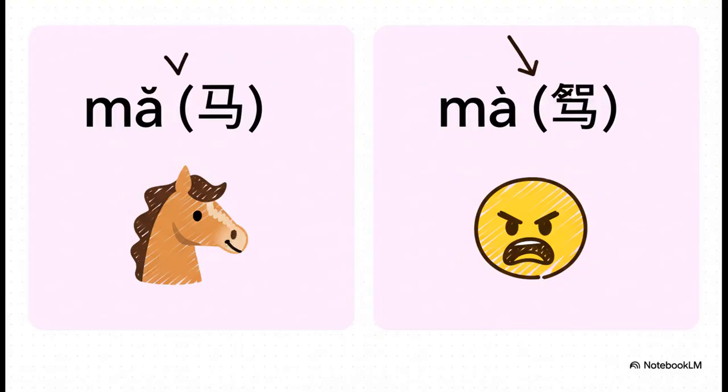Okay, so let's put this into perspective. Look at this side by side. Ma, horse. Ma, scold. The only thing that changed was the pitch of my voice, but the meaning, a whole different universe. And this is why tones are everything. You get this wrong, and you might be telling someone you really like their scold when you meant to say you like their horse. It's a pretty big deal.